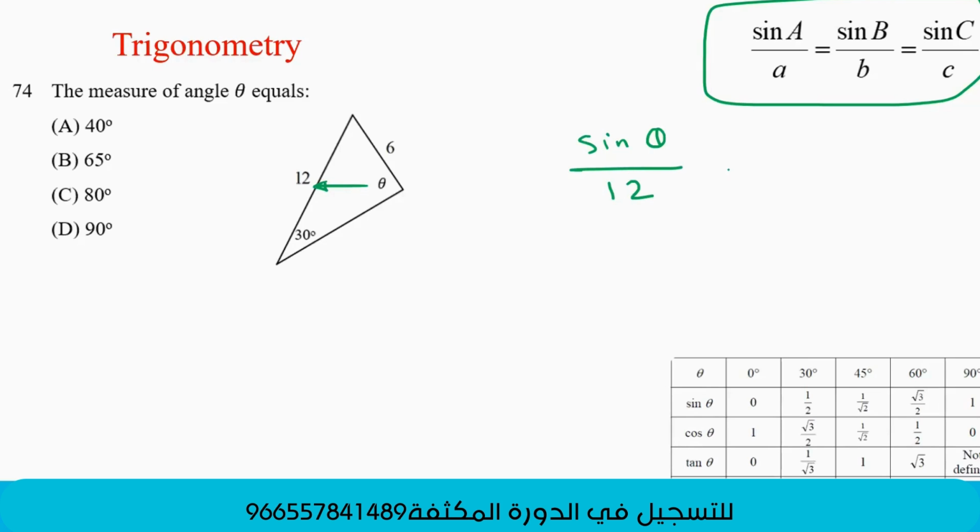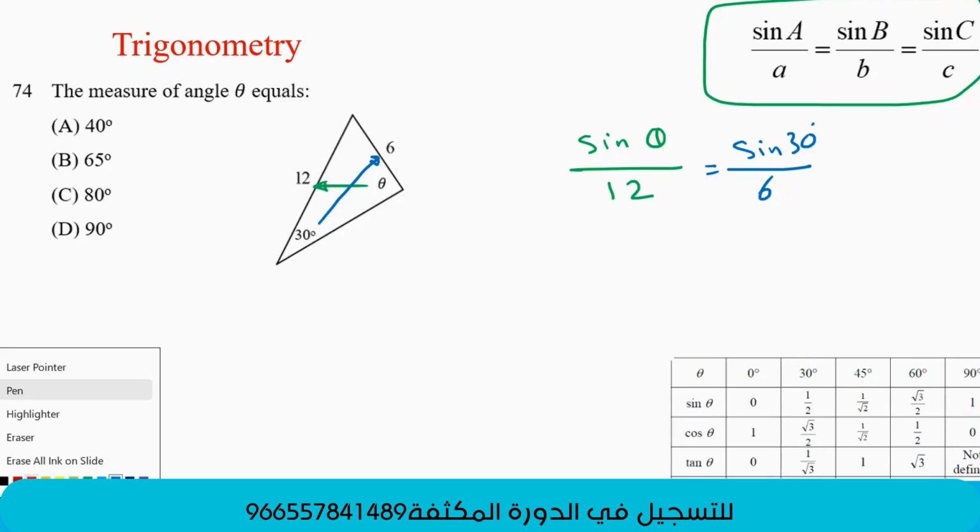It's not complicated. Also, if you can see, 30 is opposite to 6, so this is going to be sine 30 over 6. Easy? Before you cross multiply, you just simplify first. So when you simplify, this is going to be 2, and this is going to be 1.